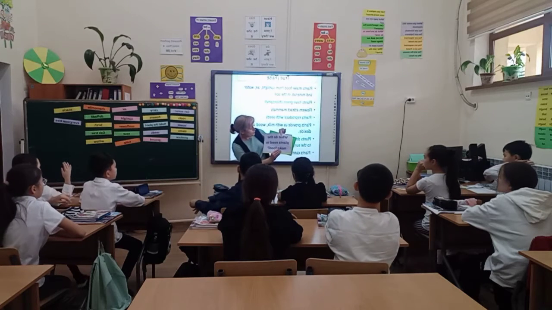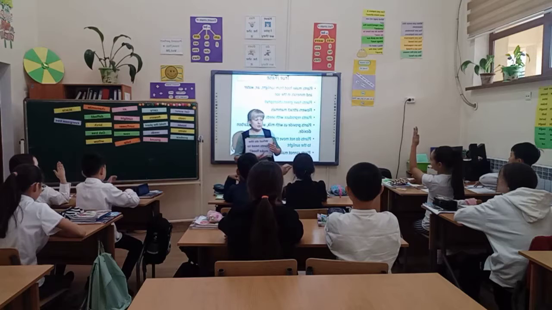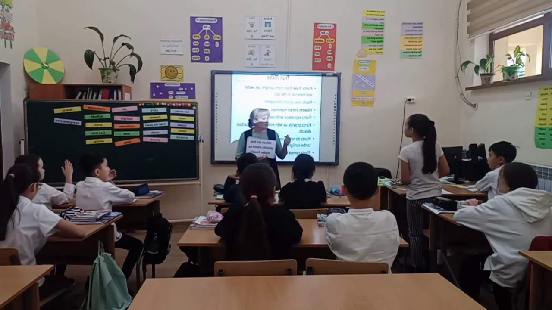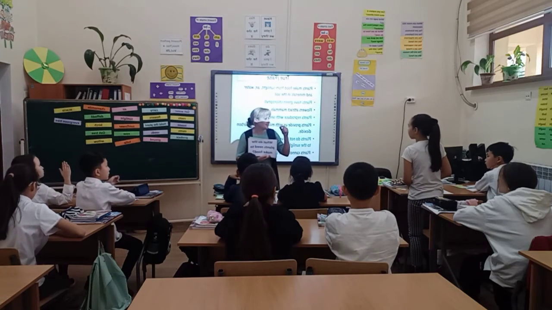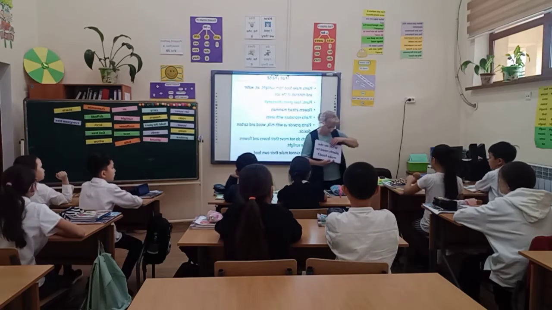What do the plants need to make food? Air, water, ground. Not ground, but minerals in the ground. Minerals in the ground. Great, you are.